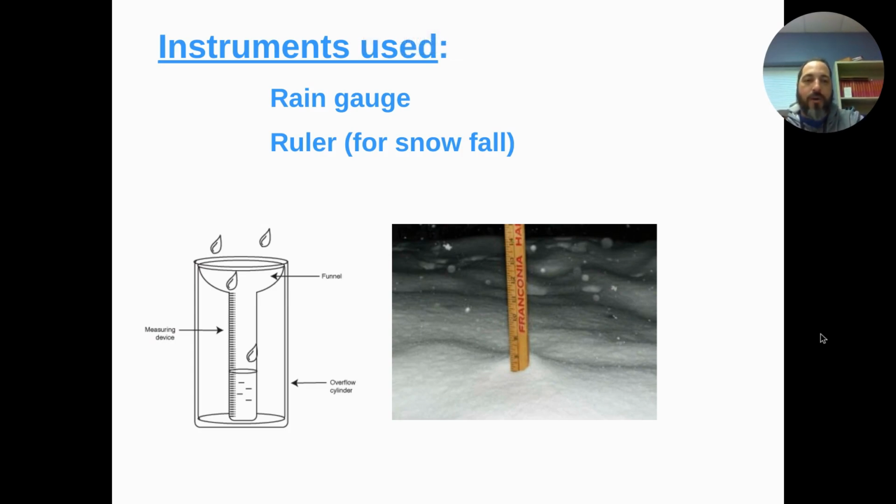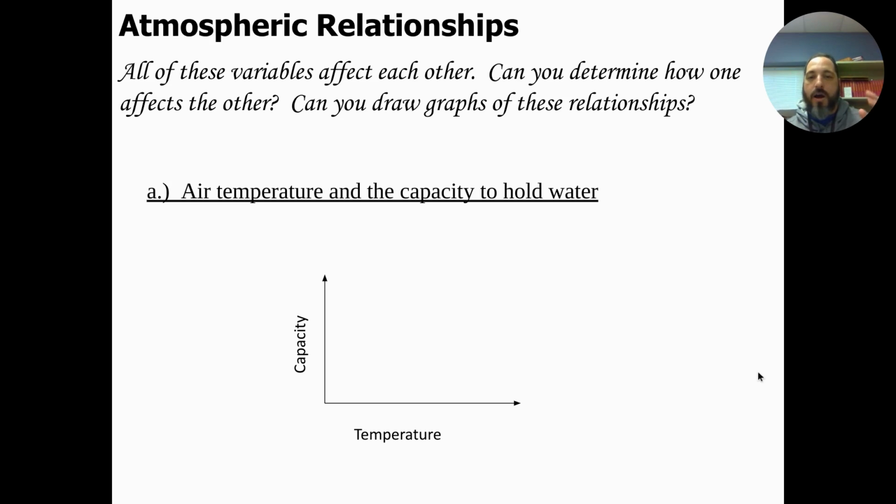All right, how do we measure precipitation? Well, we can use a rain gauge to measure rain and a ruler for snowfall. We usually express snow in how many feet of snow fell. And rain, we usually talk about how many inches of rain has fallen. We use these rain gauges to capture that rain to do that. All right, I want to talk about a few atmospheric relationships.